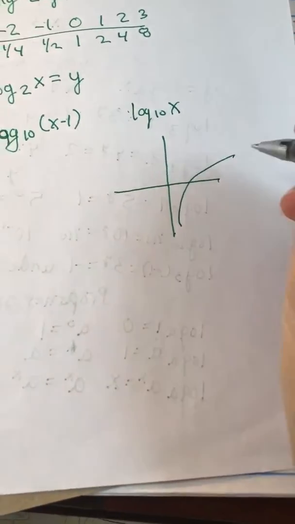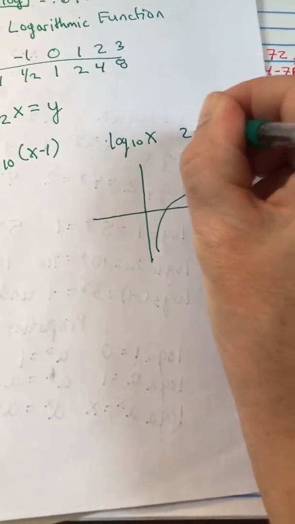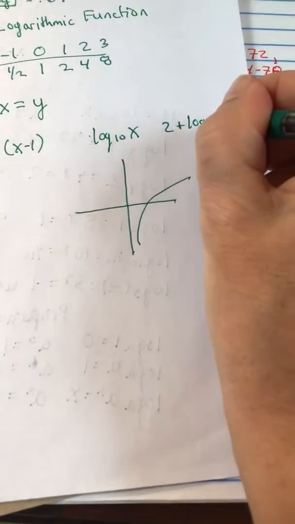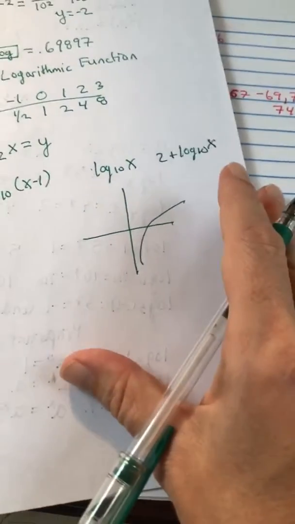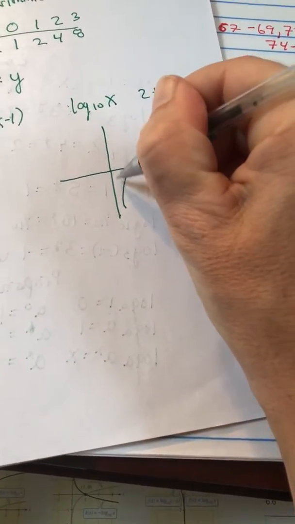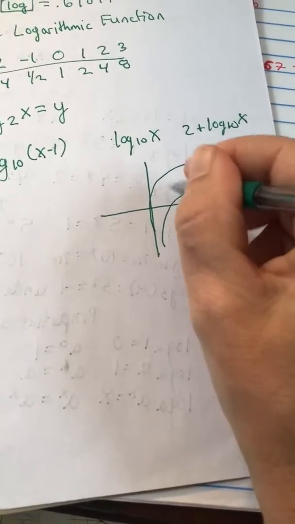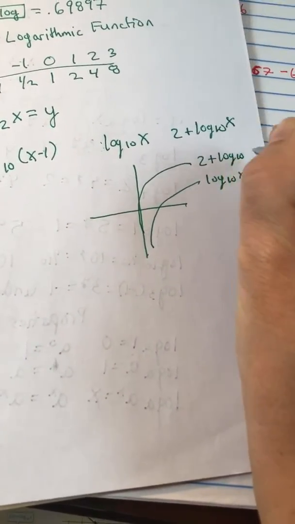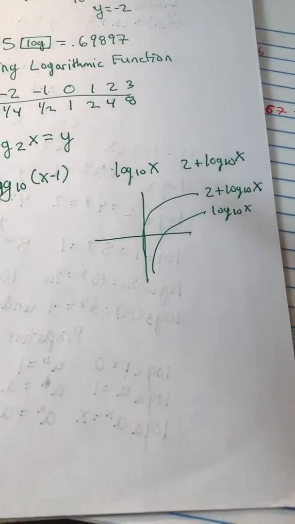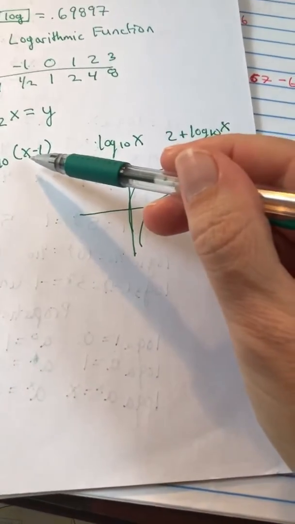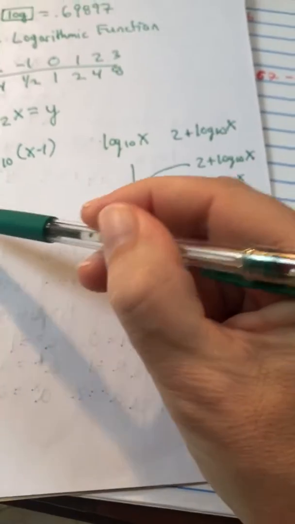Again, I'm going to have log base 10 of x. Okay, so the same as last time. And then I want to add 2 to it, let's say. 2 plus log base 10 of x. Okay. That's going to shift it up 2. So I'm going to go 2 up. There. So this is log base 10 of x. And then I go up 2 plus log base 10 of x. Okay, if it was minus 2, then obviously I would go down. And if this was plus 1, I would go left. Okay, counterintuitive. Minus 1, you go right. Plus 1, you go left.